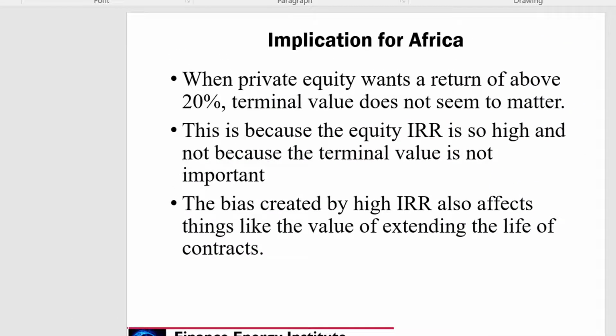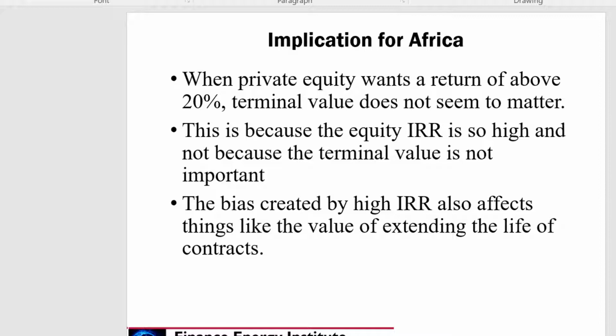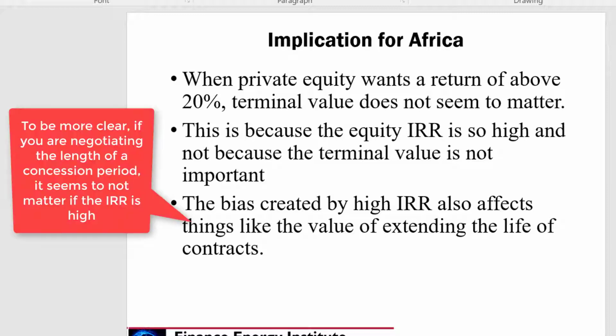And here's the big implication already for Africa. It looks like people want 20% IRRs, those criminals. Sorry I said that. But they're just making the economies never grow in Africa when they do that. And it's so high, then the terminal value seems like it's not important. But that's a distortion because the IRR is so high. And everything I'm talking about affects the long-term. If we have a long-term contract versus a short-term contract, or we want to make a longer contract, it seems to not be valuable if you have a really high IRR.